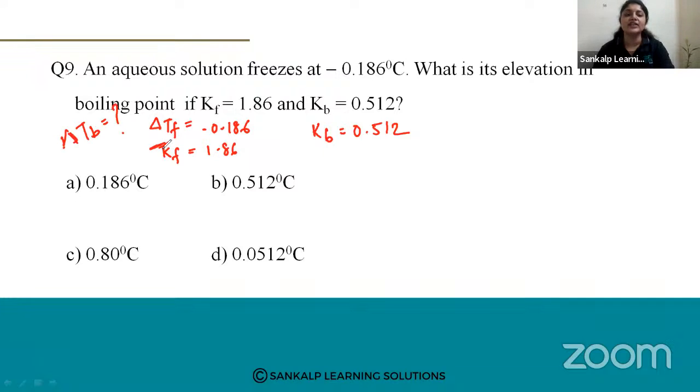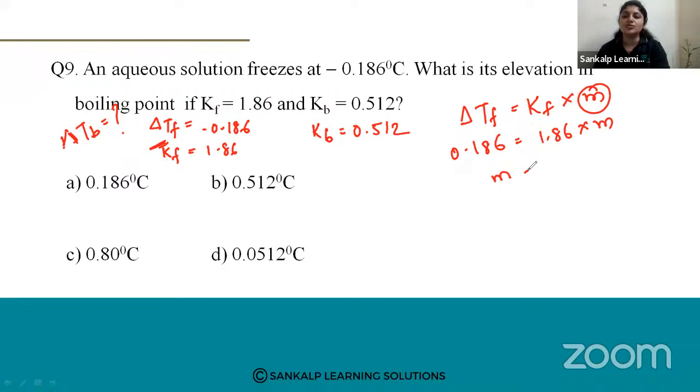So from the freezing point depression, we can find out the boiling point elevation. The formula we can use is delta TF is equal to Kf into m. From this we can find the m first and then we can substitute in delta TB. Now delta TF is 0.186, and Kf is 1.86 into m. So m is equal to 0.186 divided by 1.86. The answer comes to 0.1 m.